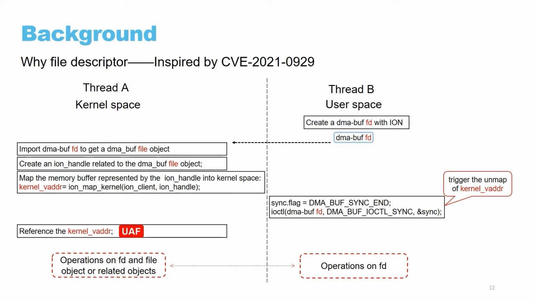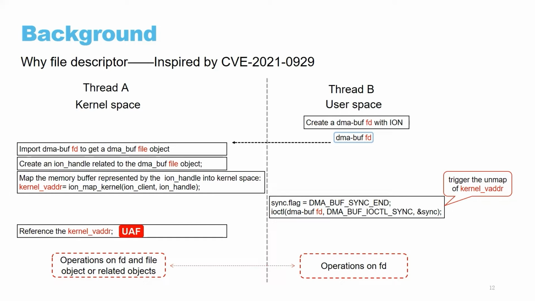After understanding some basic knowledge of file descriptors, let's talk about why I research file descriptors. The research is inspired by an interesting vulnerability I found last year, which is CVE-2021-0929. As you can see, thread B creates a DMA buf FD with ION.